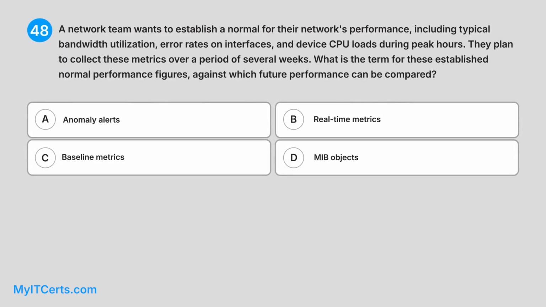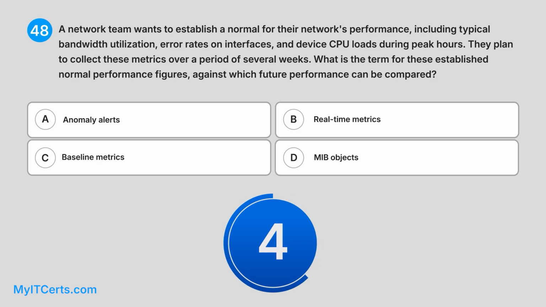48. A network team wants to establish a normal for their network's performance, including typical bandwidth utilization, error rates on interfaces, and device CPU loads during peak hours. They plan to collect these metrics over a period of several weeks. What is the term for these established normal performance figures, against which future performance can be compared? A. Anomaly alerts. B. Real-time metrics. C. Baseline metrics. D. MIB objects.